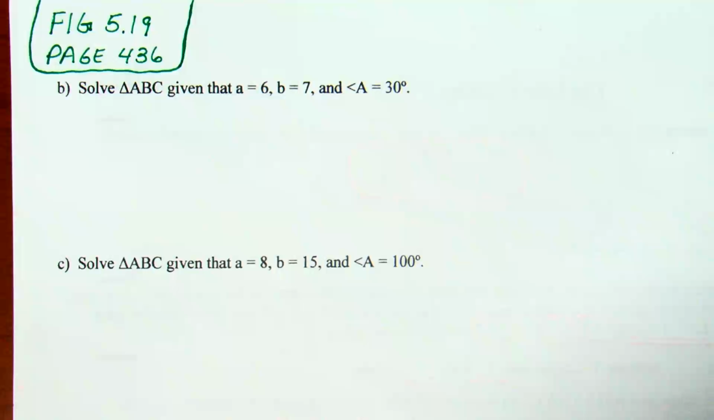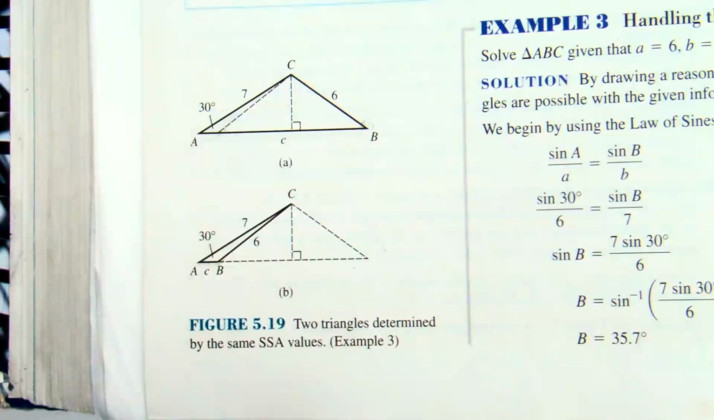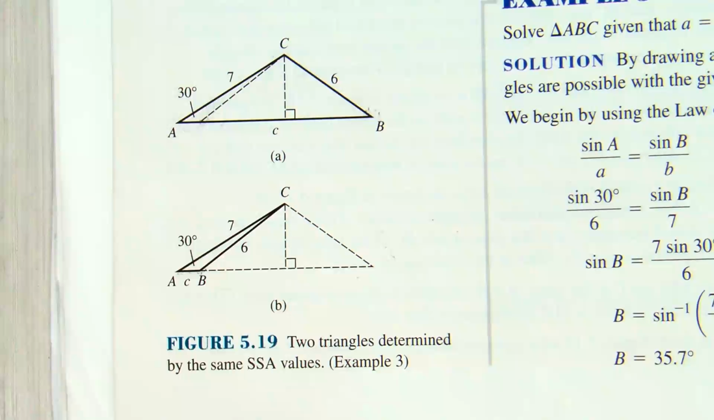Now, you will notice it says figure 5.19, page 436. If nothing else, that's because I struggle with drawing this. So I'm going to show it to you in the book first, what the options could be, and then we'll go through and find the two sets of answers. I know most of you probably don't have your books, but if you do, you can look on page 436. We're going to look at the two different ways we could draw this triangle.